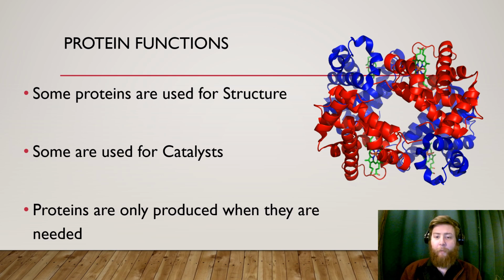So we don't produce hemoglobin in all of our cells. We only produce hemoglobin in cells where it's needed. Most of the time, that's in blood cells, and then there's myoglobin, which is a muscle variety of hemoglobin that is used in the muscles to help move oxygen around.